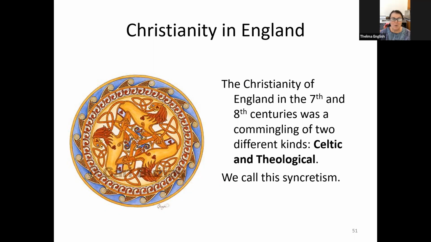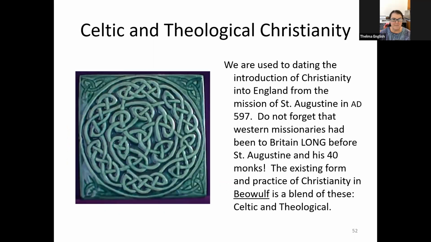The Christianity of England in the 7th and 8th centuries, that would be the 600s and the 700s AD, was a commingling of two different kinds, Celtic and theological. And we call this syncretism. When you mix together some pagan Celtic stuff, you can even see these bizarre, unusual creatures that aren't in the Bible anywhere, in this artwork. You combine some pagan stuff with some Christian stuff, and we call it syncretism.